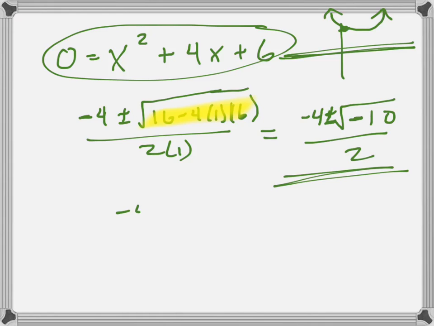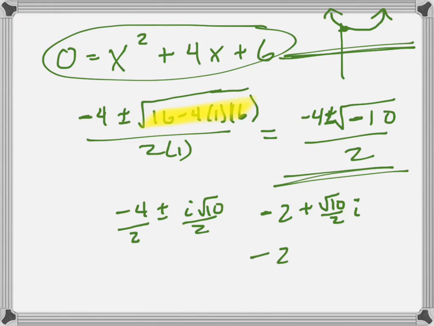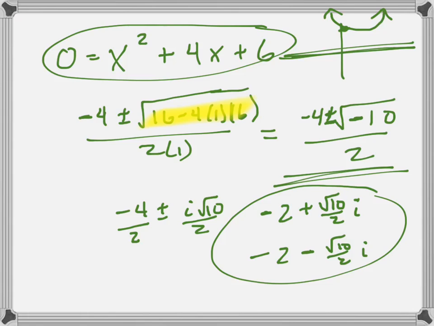So let's do that. Negative 4 over 2 plus or minus i root 10 over 2. So let's write the two answers out. It's going to be negative 2 plus root 10 halves i, and negative 2 minus root 10 halves i. Those are my two complex solutions to this quadratic equation.